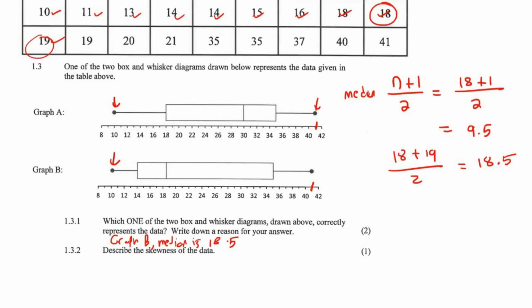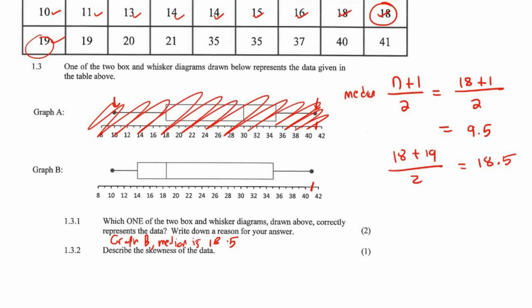Okay, then it says describe the skewness of the data. So now, they didn't make this one so clear, but we're obviously not going to look at A because that's not relevant to this question. So let's look at the skewness. What you do for skewness is you just look at the median, okay, and you look from there. You look at the length. So look at that length, and then look at that length over there.